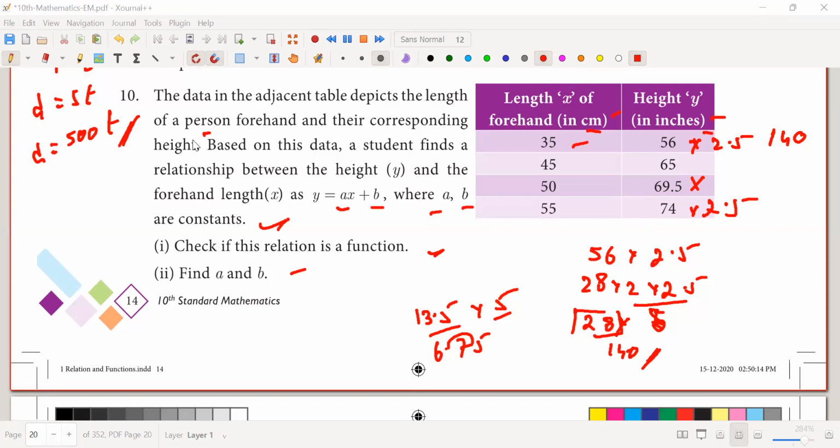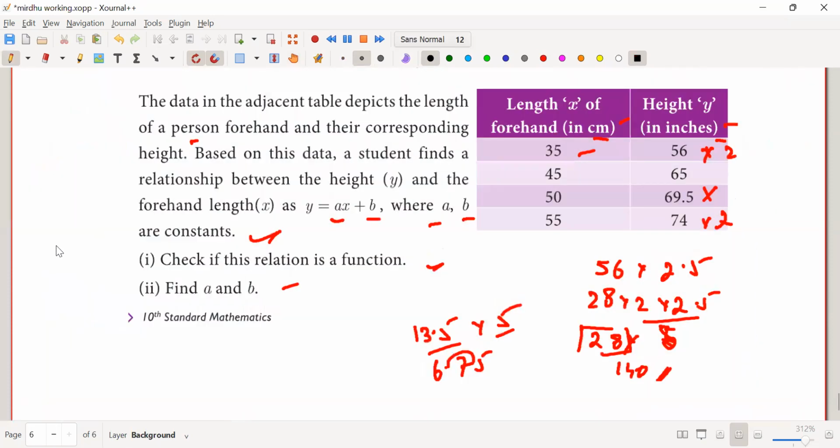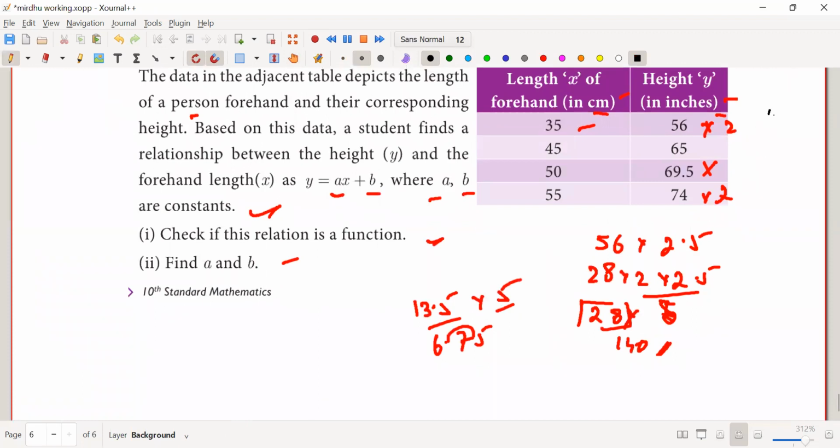Do you know simultaneous equations? No? How to solve simultaneous equations? Maybe if you see, you may relate it. See here, this is 140 I got, 35, 140. Which one can we do, this one or this one? This is even, so it will be easy for us. So 74 into 2.5, that is 37 into 5. 2 into 2.5 is 5. 37 into 5 is 185.